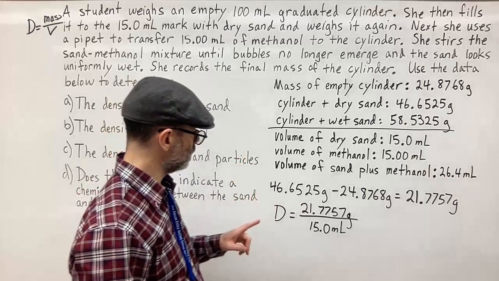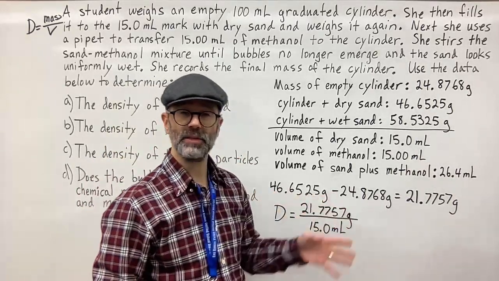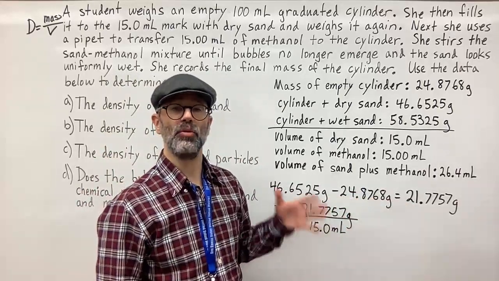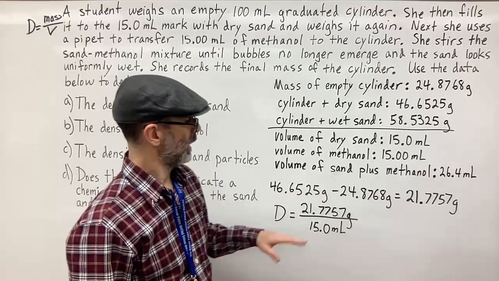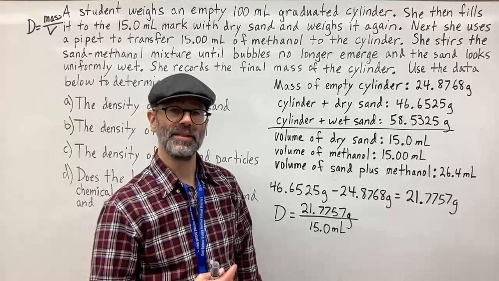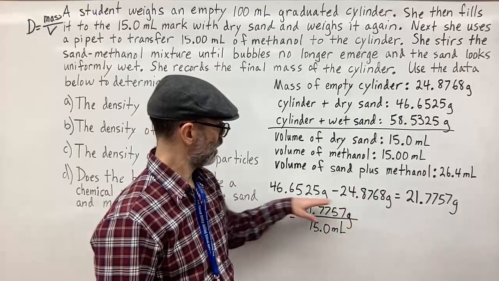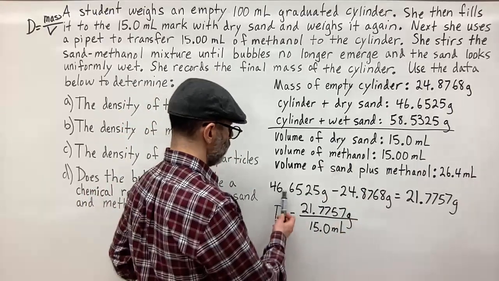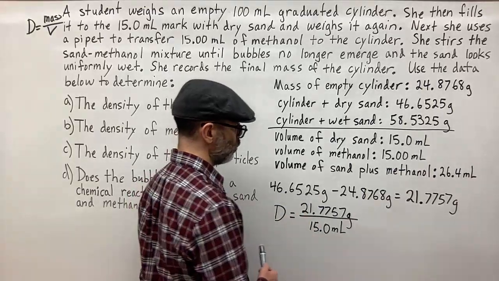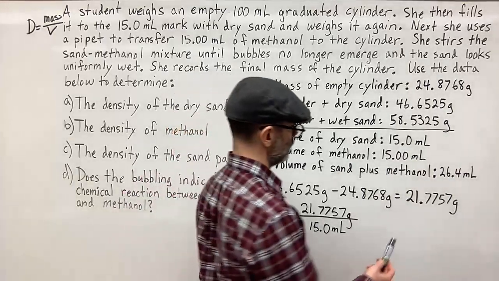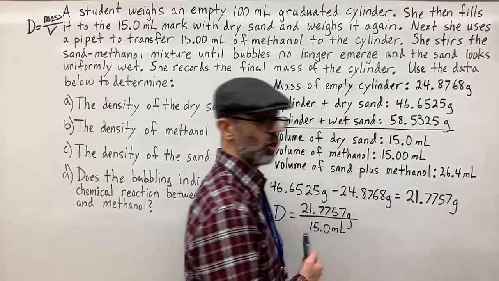But before we calculate, we should identify sig figs. Here we are subtracting. Remember, the rule when you're subtracting or adding is that your answer should have the same number of decimal places as the measurement with the least number of decimal places. Here I have 1, 2, 3, 4 decimal places. Here I have 1, 2, 3, 4 decimal places. So my answer should have 4 decimal places. So we're good.